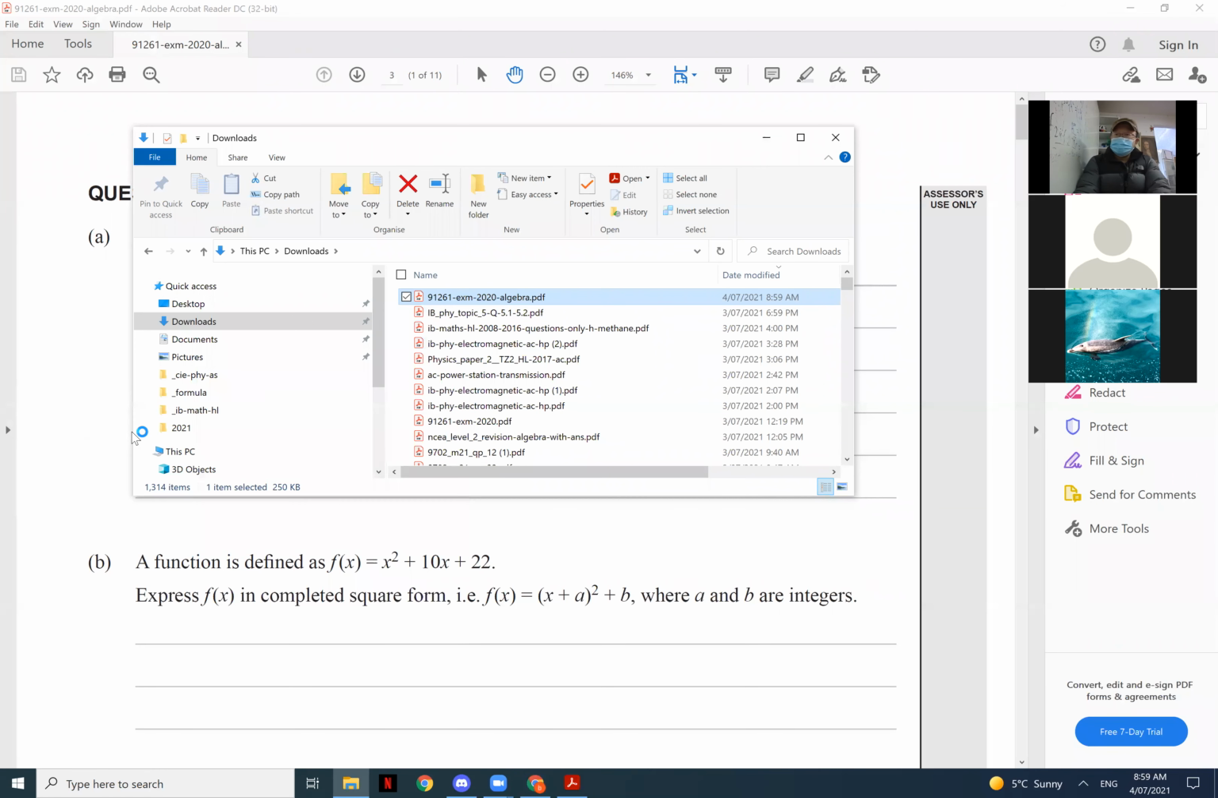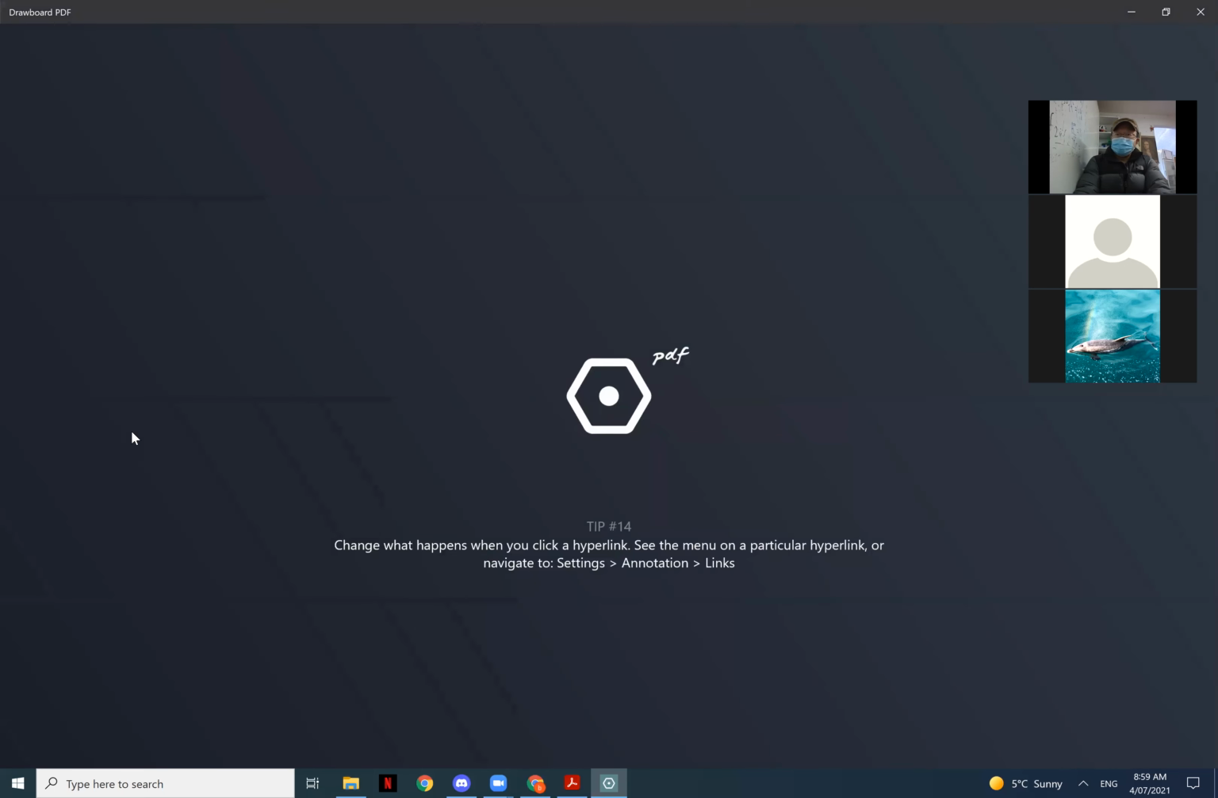Again, we are revising algebra. Later, if we have time, we will continue some differentiation. Last week, we revised a lot of functions and then continued some differentiation.